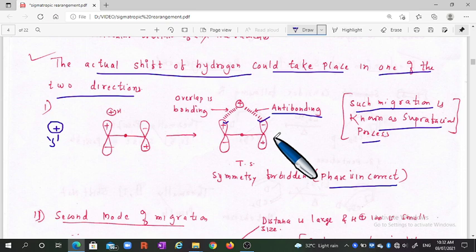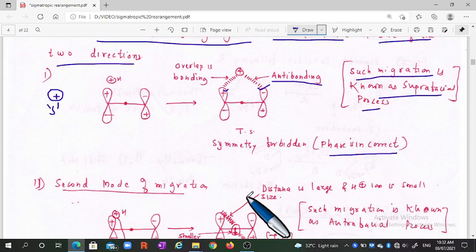Phase is incorrect means what? The positive and the negative. Such bonding is not possible. Bonding is always possible between positive and positive, but it is not possible between positive and negative. Such bonding is considered symmetry forbidden, and in this case the phase is incorrect.